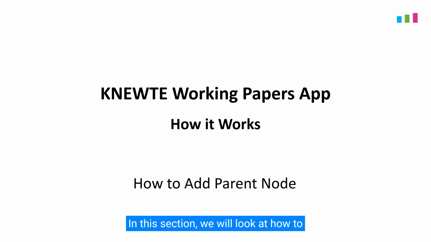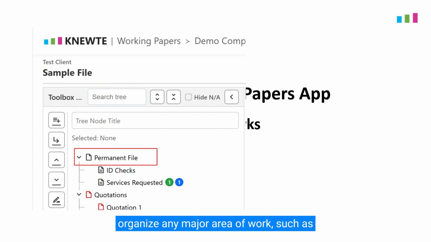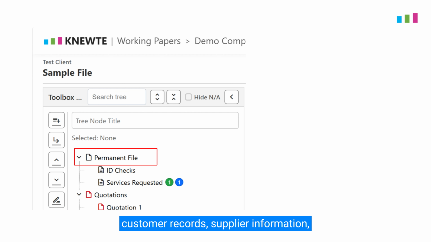In this section, we will look at how to add a parent node to a working paper file. A parent node is a main section in the file structure. It can be used to organize any major area of work, such as customer records, supplier information, contracts, project documents, correspondence, approvals, policies, or any other category your business wants to maintain.